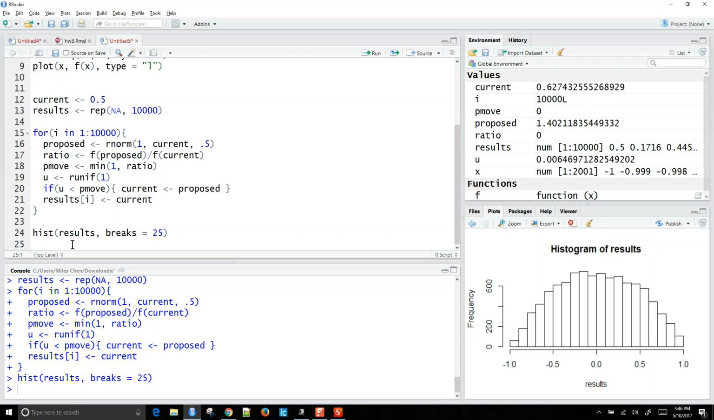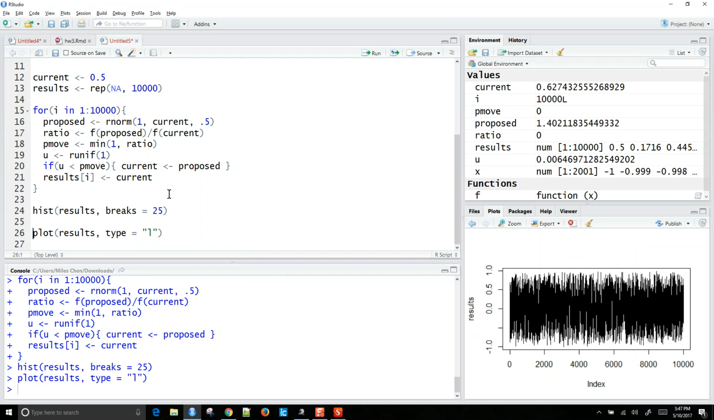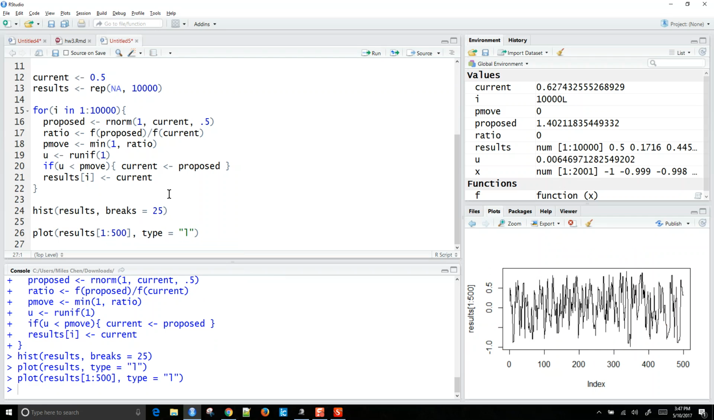Okay, and if we want to check, we can just plot all our results. Let's see. This is going to be type equals l. Okay, that's too much. Let's just do the first 500 values. Okay, and so we can see how the algorithm just bounces around the place, and effectively over the course of time, it's going to explore the entire distribution there. Okay. All right, so that's the Metropolis algorithm.